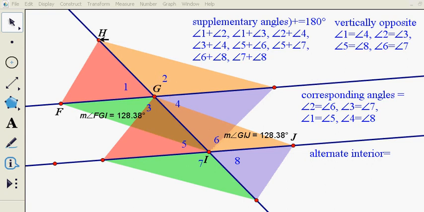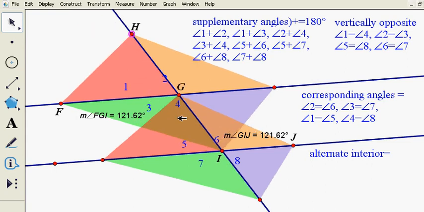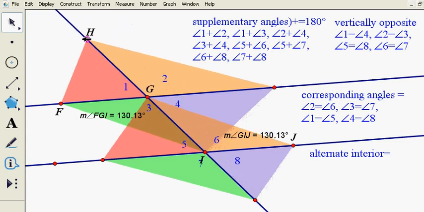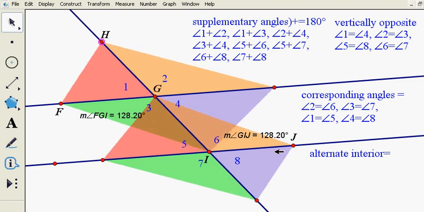And if I was to change my diagram a little bit, they would still change, 120, 121. And so all these things stay together. So this angle 3 and angle 6 would be an alternate because they're on opposite sides, and interior because they're in between the two parallel lines. We also have another pair, 4 and 6.